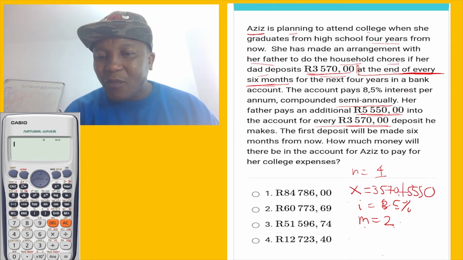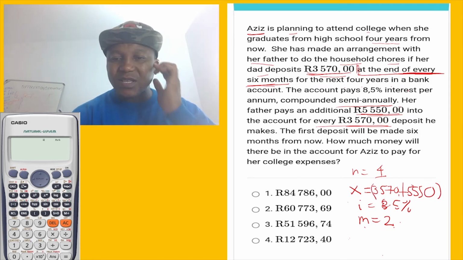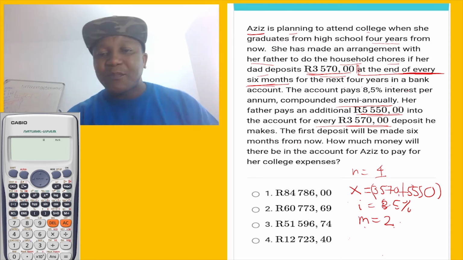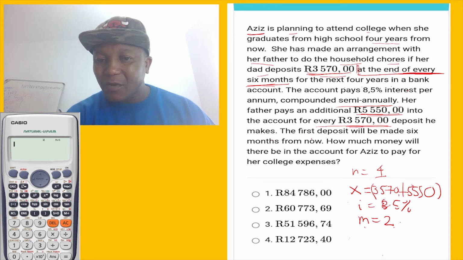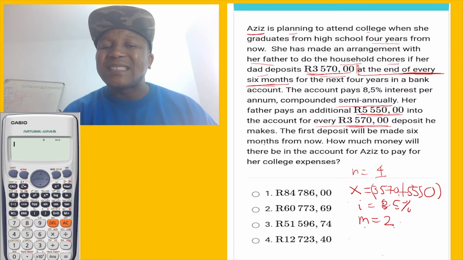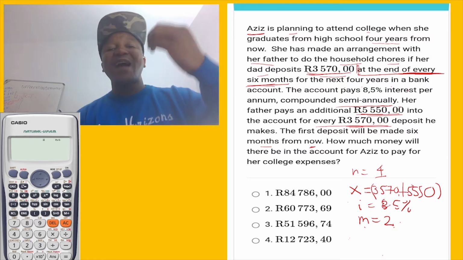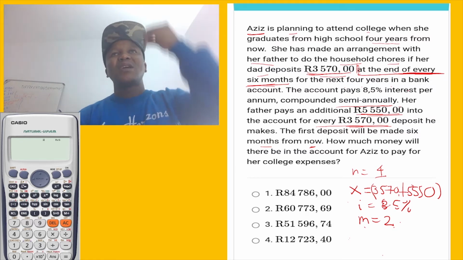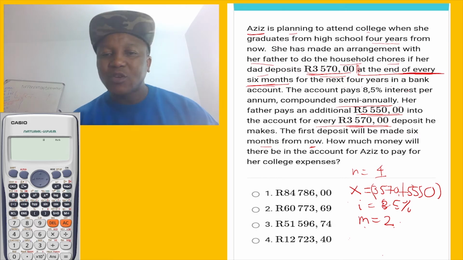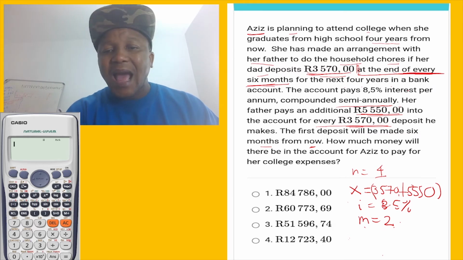So every time he deposits this amount, there is an additional amount onto the deposit he made. The fixed deposit will be made 6 months from now. Because the amount is compounded half annually, it means 6 months, then 6 months, then 6 months. Now, what do they want? They ask how much money will there be in the account?